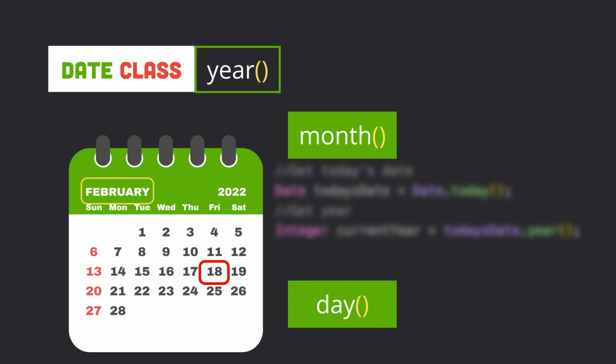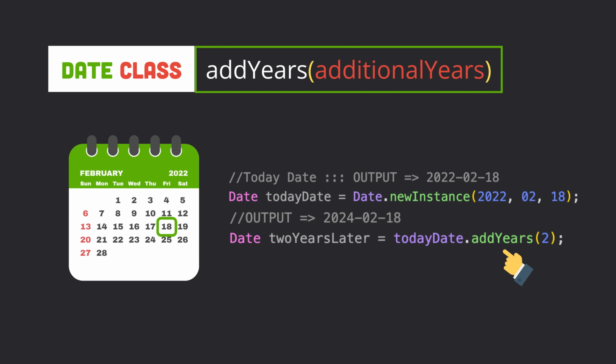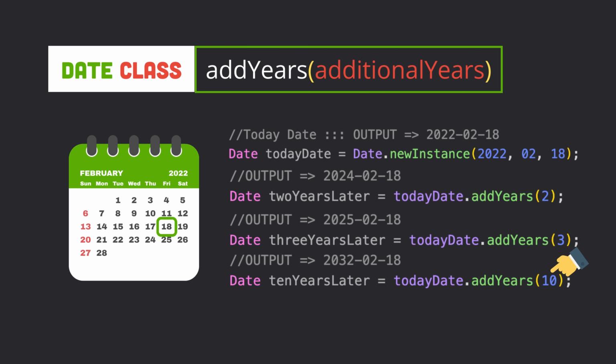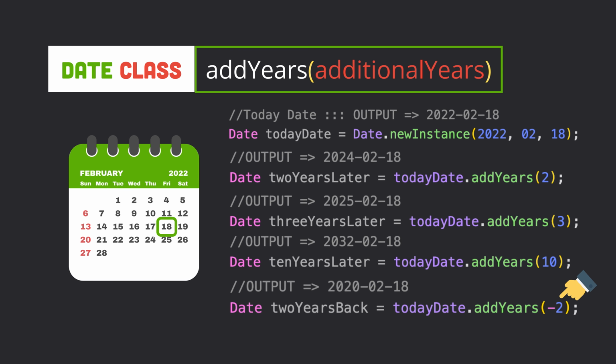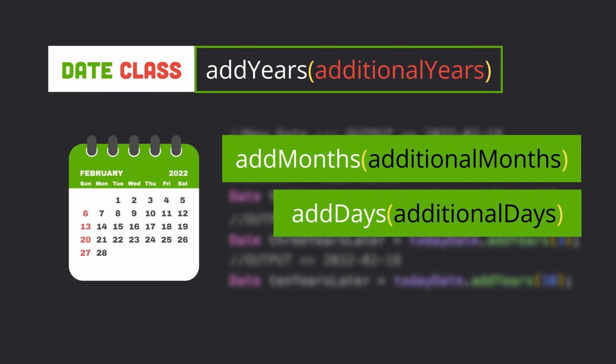Next, let's use the instance method to represent our date. Now imagine we want to extend this date by 2 years. To do so, we use the addYears method on our variable and pass 2 as an integer value. The same goes for if we want to extend the date by 3 or even 10 years. Similarly, we could also go backwards by passing a negative value as a parameter. Here we set the date 2 years behind.